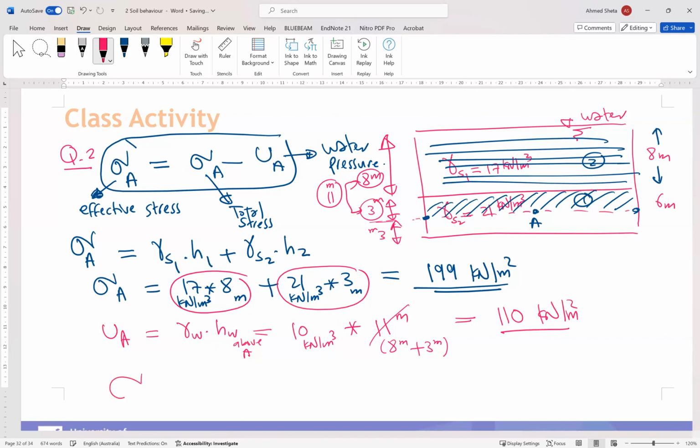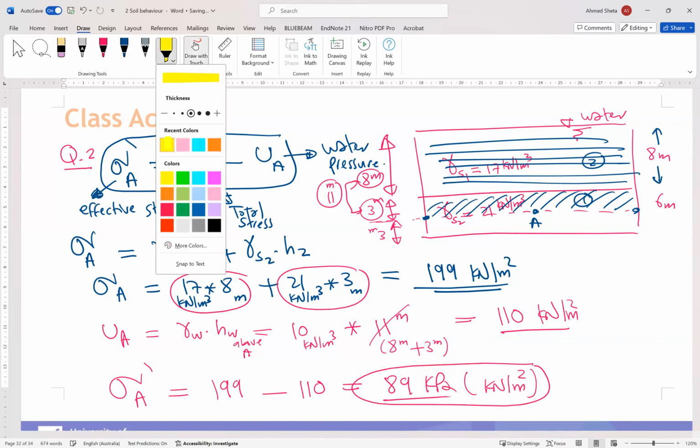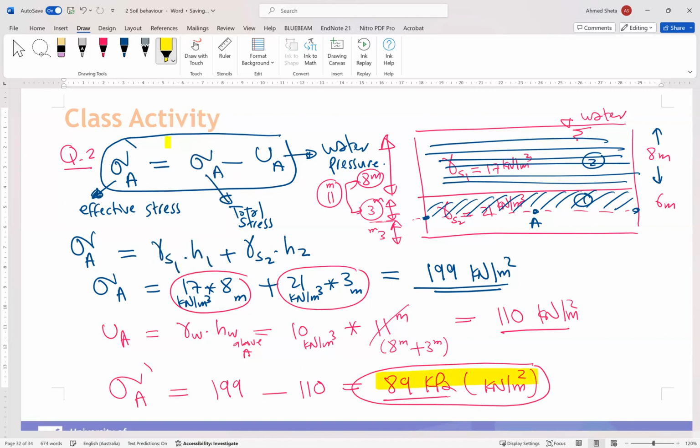So sigma effective at A will be 199 minus 110, equal to 89 kPa, or kilonewton per square meter. So this is the final effective stress at the point in the middle of the second layer. Okay. Do you have any question, guys, for that? This is the first requirement.